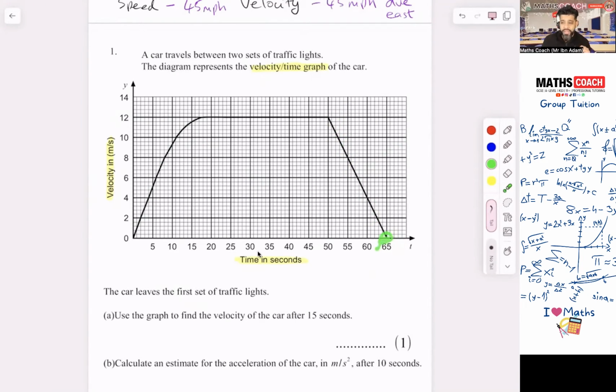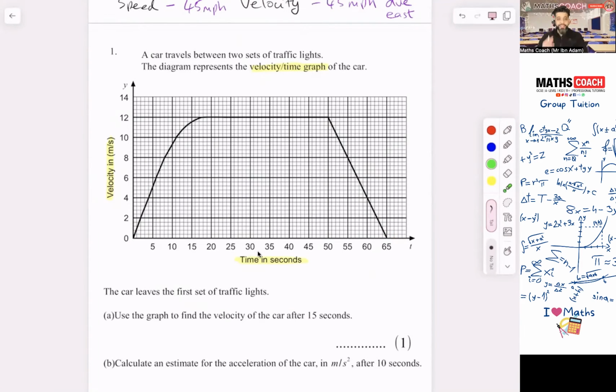I want you to learn a new word now and use that in your vocab. It's stationary. Stationary means not moving. The velocity is zero. And as you can see here, if you go across to the y-axis, the velocity is zero at that point. So the velocity was zero here, and the velocity was zero here. Of course, a car is not moving at a traffic light because it's waiting.